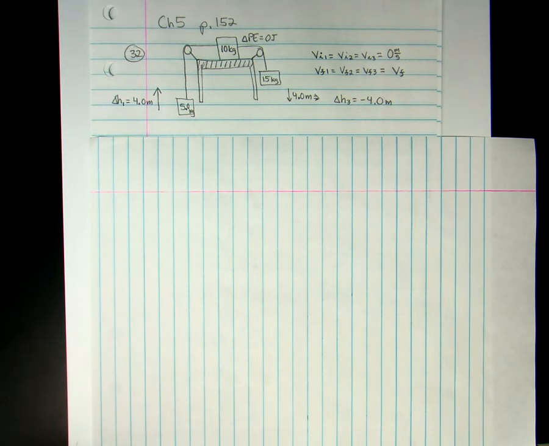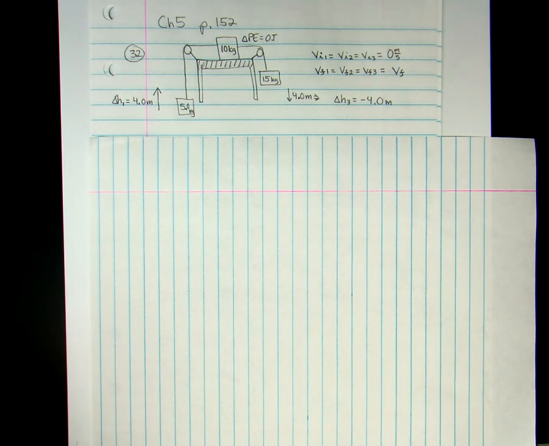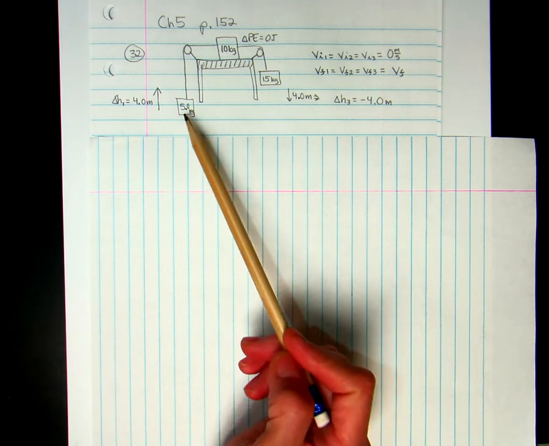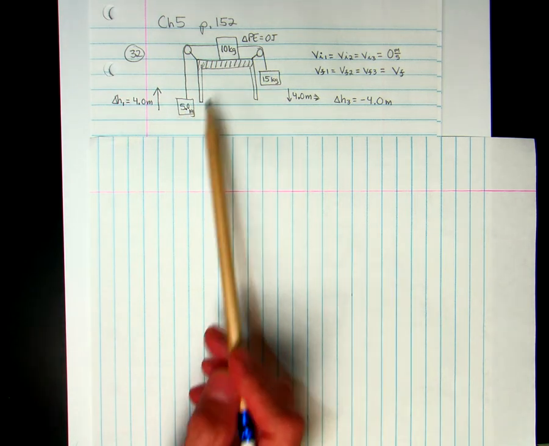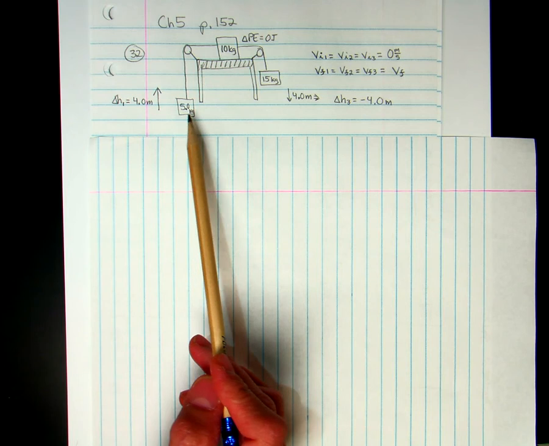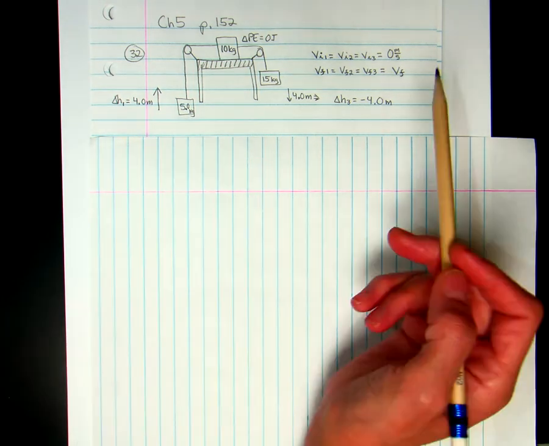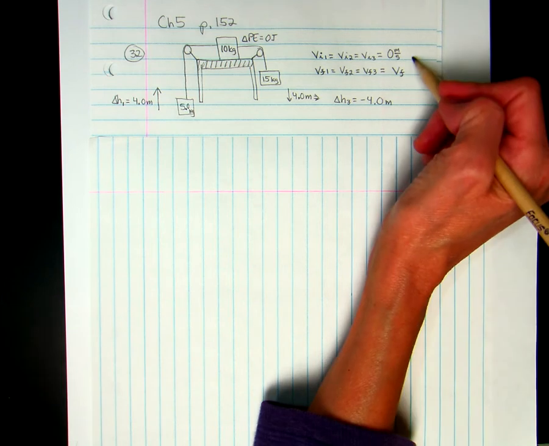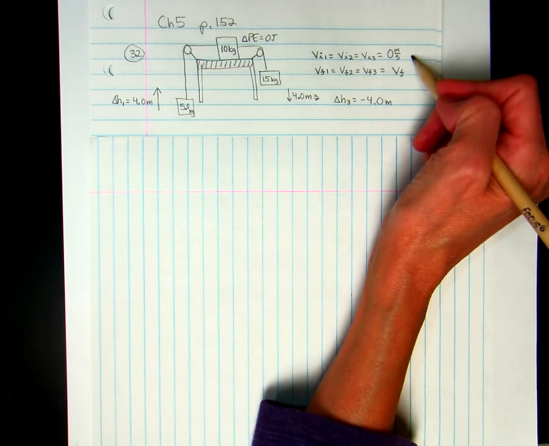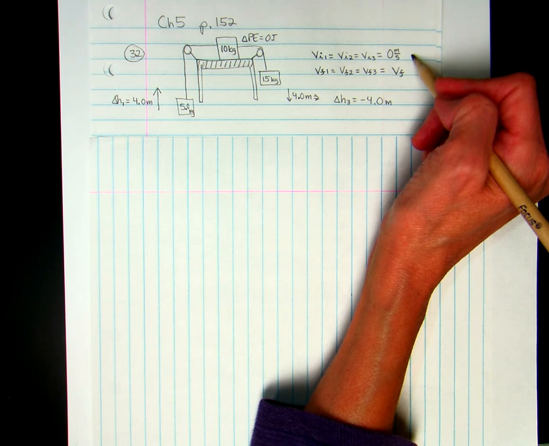Hi, I've decided to show you problem number 32 in chapter 5, page 152. Now, I originally have a system of blocks that are set up similar to this. The 5 kilogram block is a little bit lower than the 15 kilogram block, but I'm holding them steady. Because I'm holding them steady, the initial velocity of each of the blocks is 0.